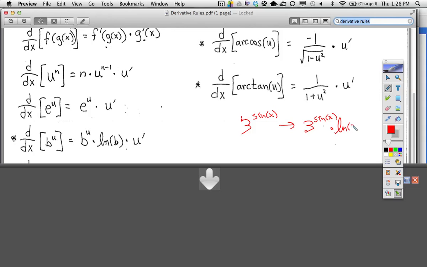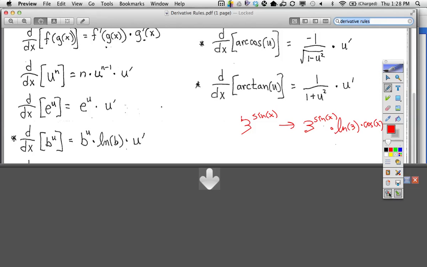Times ln 3 times cosine x. I mean, the ln 3 is there because it's part of the rule for 3 raised to some stuff. Okay, you got 3 to the sine x. You got to tack on the ln 3 because of the rule, and then you tack on the derivative of the inside. Okay, so that's what that rule is saying.